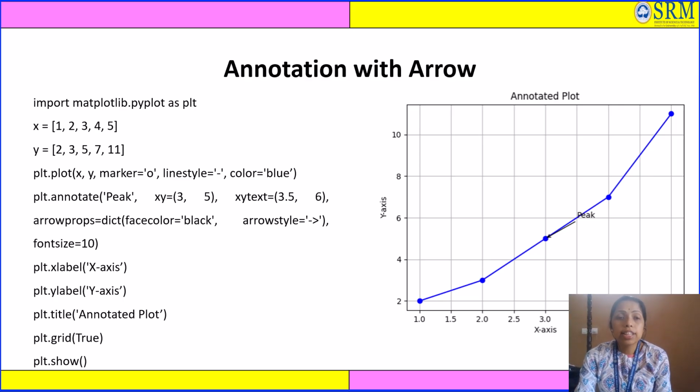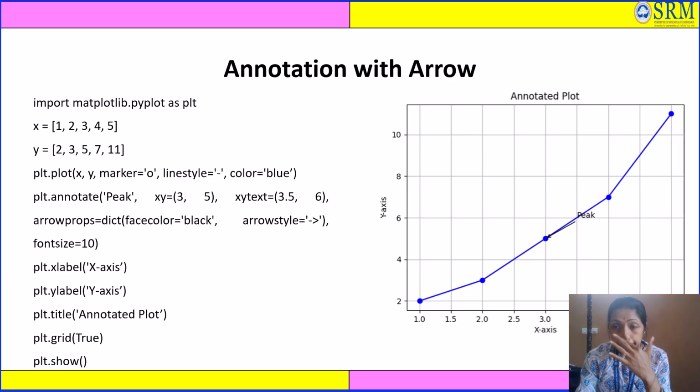Okay, so in this way you write x and y, plt.plot, and plt.annotate. The text is "peak", the point I want to identify is 3, 5, and the position of the text will be 3.5, 6. Then you have to add the arrow. So the arrowprops parameter you have to write, and through a dictionary you add the properties of how the arrow will look.